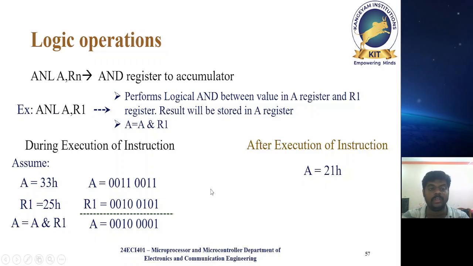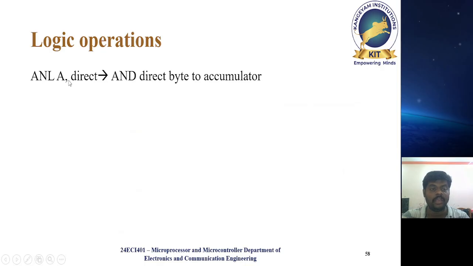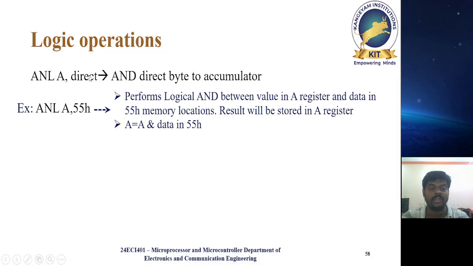What are the other kinds of instructions which can be utilized in logical AND operation? Another one is ANL A comma direct. Only this ANL will not change. This ANL represents logical AND operation, but which two data we have to consider will change according to the operand. Here direct means a memory location which is holding the data, so that will be mentioned here.